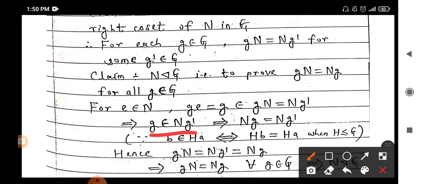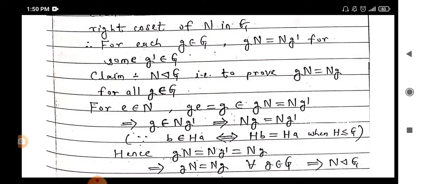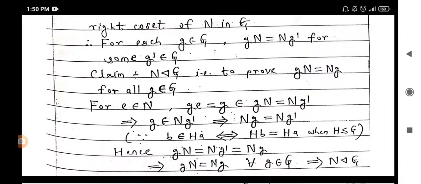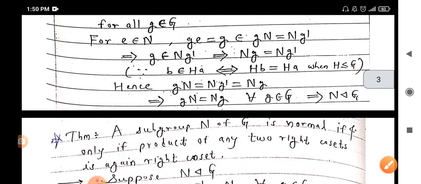Since b belongs to the right coset if and only if the two cosets are the same, then gN equals Ng' equals Ng, which proves that N is a normal subgroup. Now see the next example.